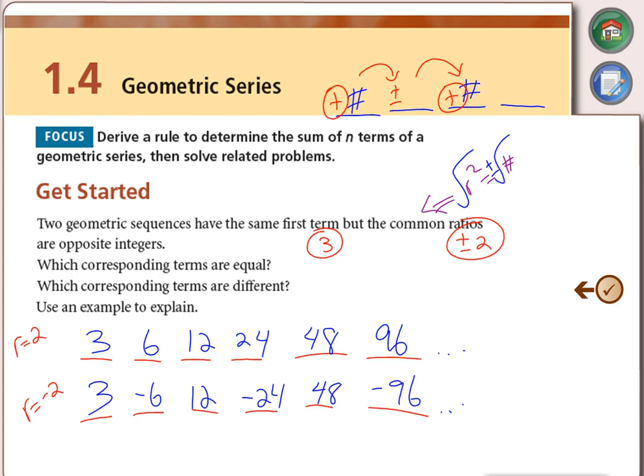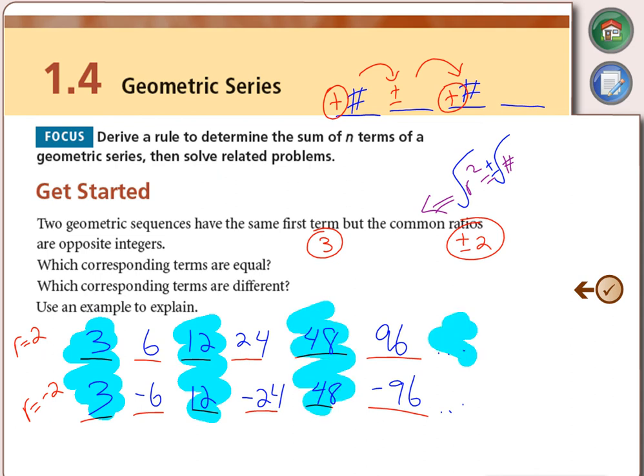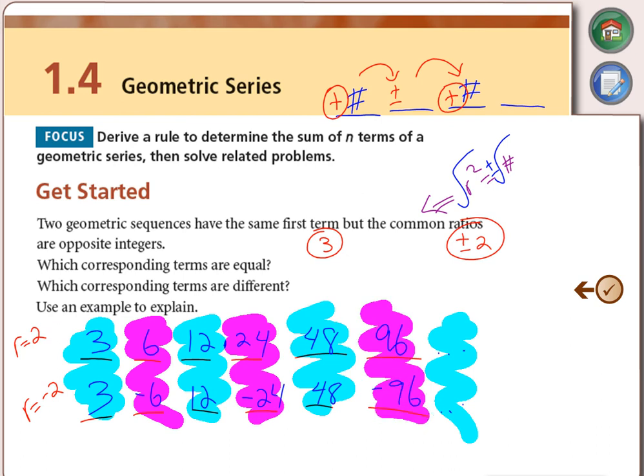All right, which ones are the same? Well, the first term was the same. The third, the fifth, and of course going to be the 7th, the 9th. Which ones are going to be different? They're going to be opposite signs on the 2nd, the 4th, the 6th. So it has to do with even and odd term number all the way through.